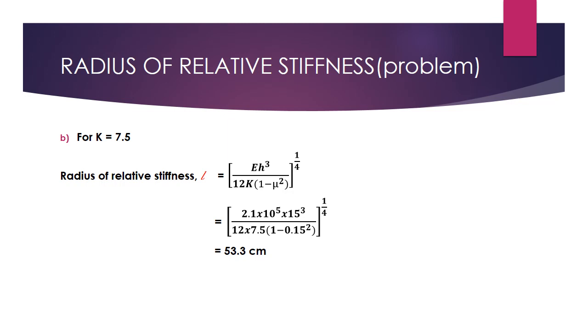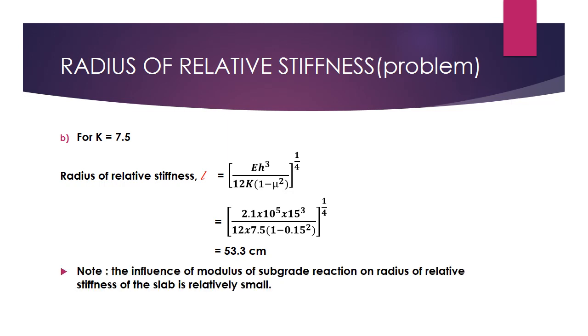Now what we get from this problem is that the influence of modulus of subgrade reaction on the radius of relative stiffness of the slab is relatively small. The K value does not have much of an influence on the radius of relative stiffness of the slab. Up to this portion we have understood the modulus of subgrade reaction and the radius of relative stiffness.